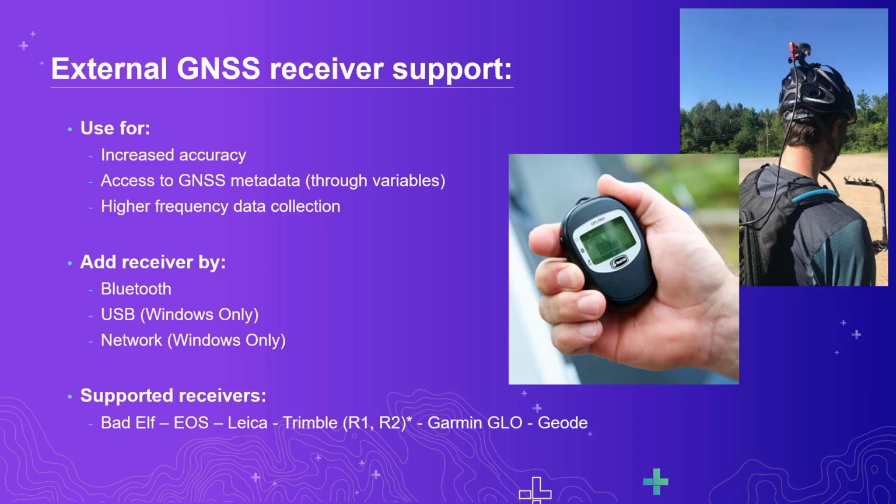The other aspect is that external GNSS receivers give you access or provide a lot of GNSS metadata. That is information that describes how those locations were obtained, the number of satellites used, the accuracy, the fix type, the time of the fix, etc. And this can be really important for you to really understand the quality of your own data. Remember that through device variables, you can get much of this metadata.